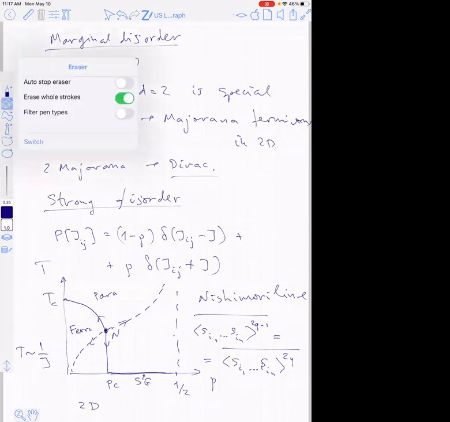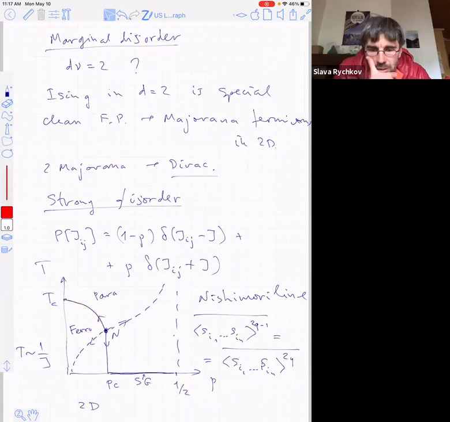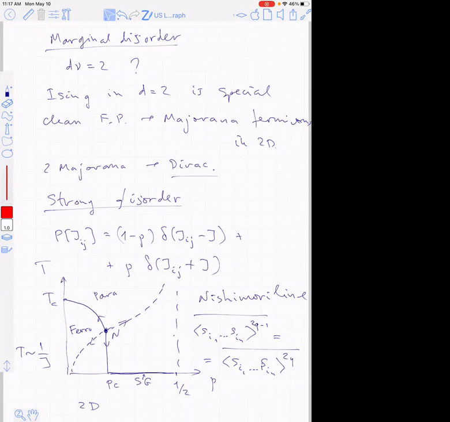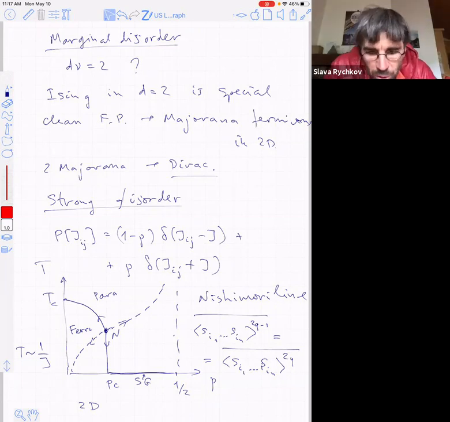The flows that I showed here are actually exhibited for 2 dimensions. So this is the irrelevant flow into the clean fixed point, right? For 3 dimensions, the whole thing may look different. I'm not sure. But presumably this Nishimori fixed point should flow to the usual weak disorder fixed point in 3D.